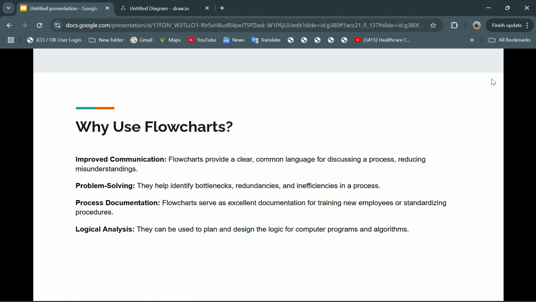The flowchart will help you draw the process documentation, and it serves as excellent documentation for training new employees and standardizing the processes, showing how the process happens. For logical analysis, we can use it to plan and design the logic for computer programs or algorithms, how the logic is built and how the logical analysis is done. So that's why we prepare flowcharts.